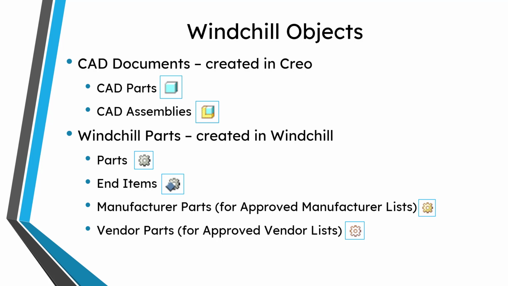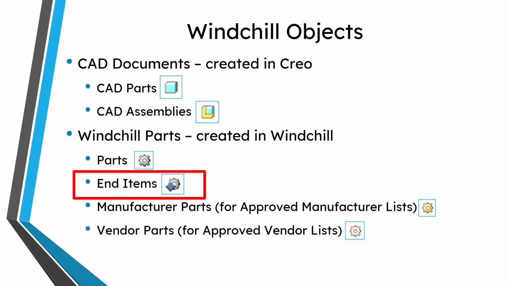And when you check your CAD documents into Windchill, you can create what are called enterprise parts or WT parts or Windchill parts, or as people call them, just parts. So some people will also refer to them as gray gears because that is the symbol used in Windchill to represent them. And you can also take some of your WT parts, your gray gears, and say that this is an end item. And be aware that an end item can contain other end items.